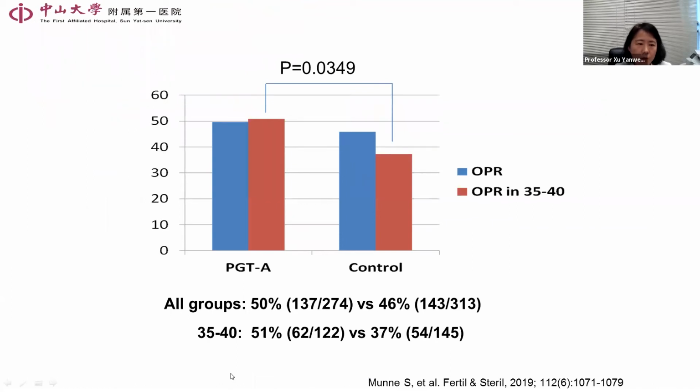There's no significant difference in all age groups. In the ongoing pregnancy rates, it's 50% versus 46%. However, they also only found a significant difference in the 35 to 40 years age group. It's 51 versus 37. So the STAR trial confirms no benefit for the young age group. However, we may get benefit in the aged group.